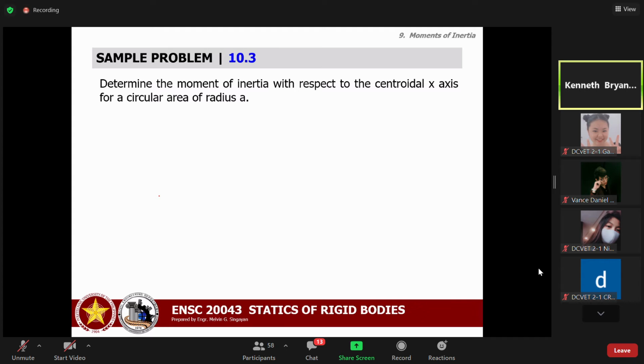Next, sample problem 10.3. Determine the centroidal x-axis for a circular area of radius a. So this is your area. What we did was take a rectangular strip that touches the curve at this point and this point, where this point has coordinates negative x and y, while this point is at x, y. So the height of the centroid of the rectangle from the x-axis is y.